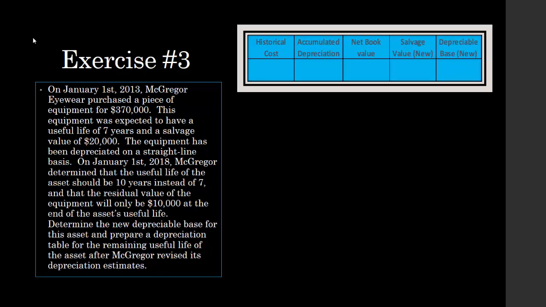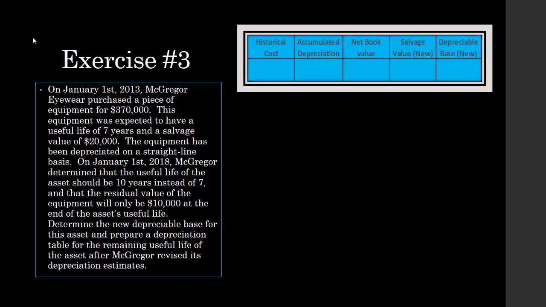Because this asset's going to be even older when they get rid of it, it just makes sense that it's going to have a lower residual value than they already estimated. So they're lowering their estimate for the residual down to $10,000. What they need to do now is figure out what their new depreciable base is, what their new rate of depreciation is going to be, and prepare a depreciation table for the remaining useful life of this asset. Let's start with the first part.